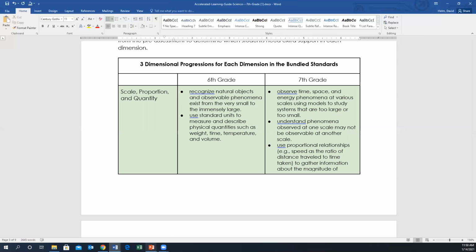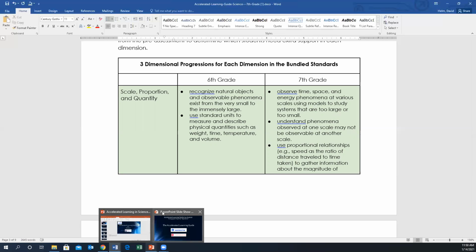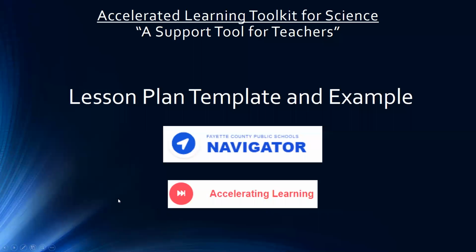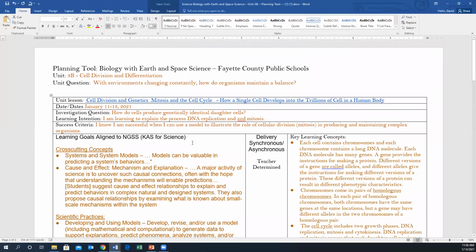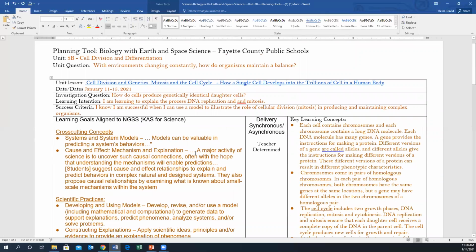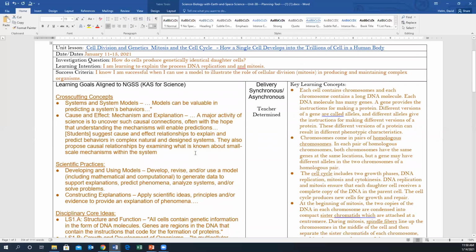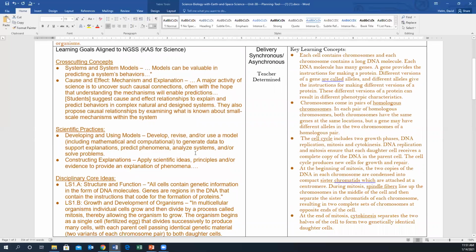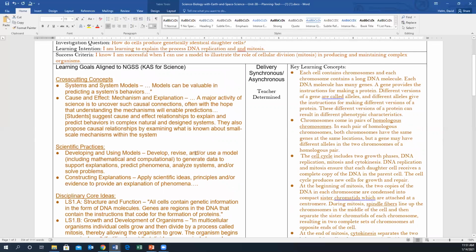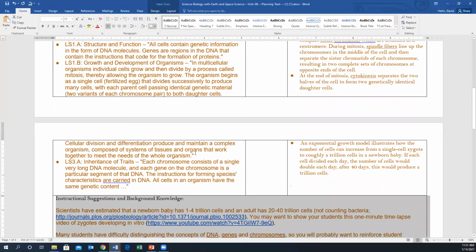The third document in this will be the lesson plans for the accelerated learning. With the lesson plans, we've given you a template as well as an example that would be similar to where you might be this time of year in your curriculum. So I'm going to bring up a template as an example for you to look at. In this case, it's a biology template where we're looking at cell division and differentiation. And you'll see what the cross-cutting concepts, practices, and disciplinary core ideas have been identified, as well as what the key learning concepts are that you want to be teaching for your students.